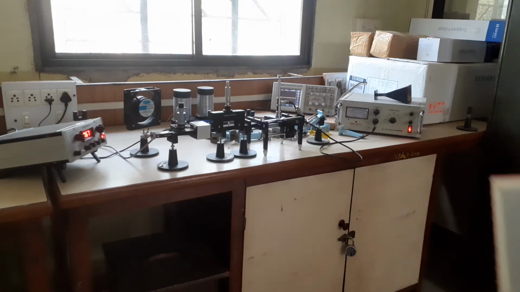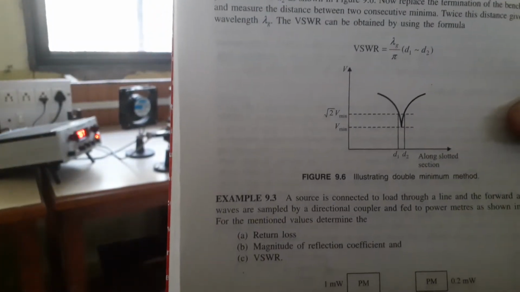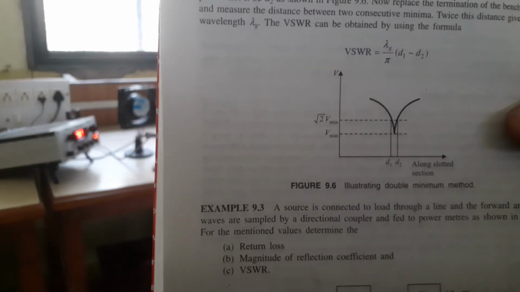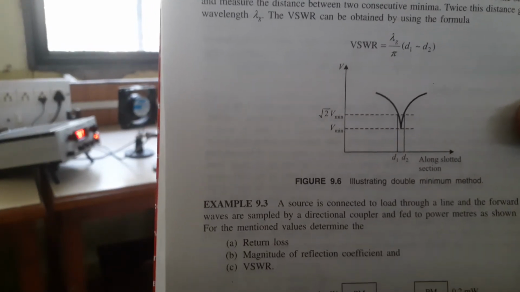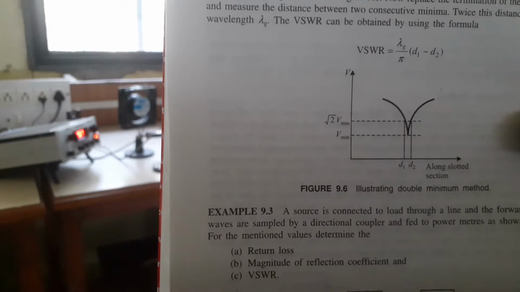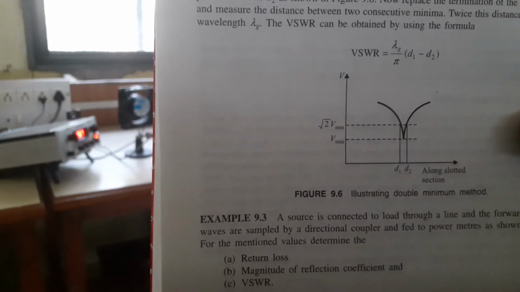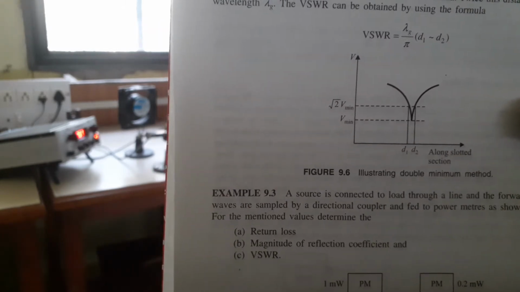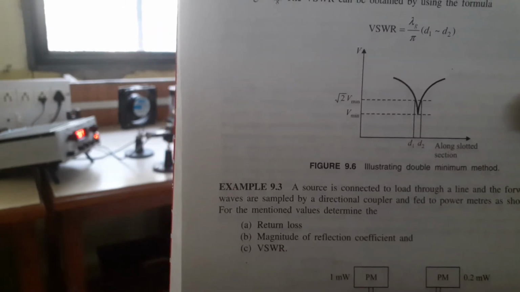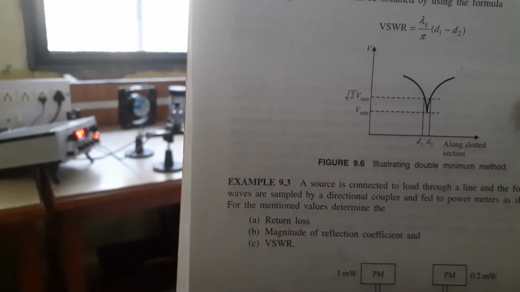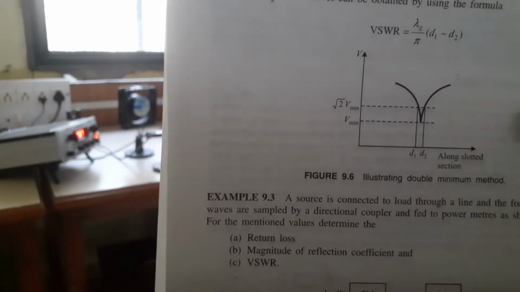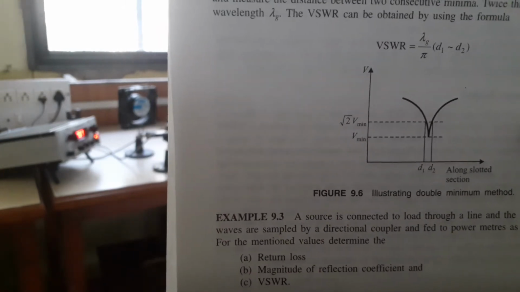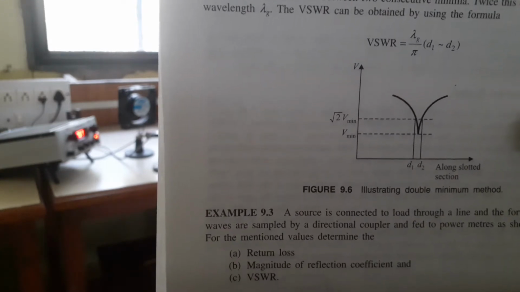Okay, for the high VSWR measurement, if you see here, our aim is to find out the minima here. So this is about the distance between these two minima, D1 and D2, that we have to obtain. To obtain D1 minus D2, we need to find out where the minima is. Then we move toward the load, and we get D2. We move toward the generator, and we get D1. So that difference, D1 minus D2, is to be used to find out the high VSWR measurement.